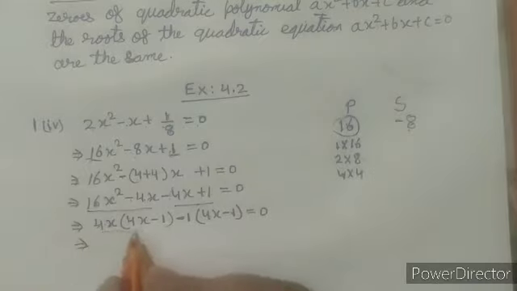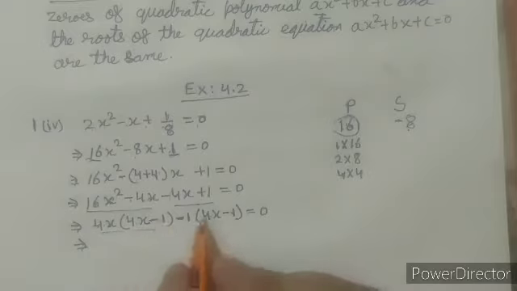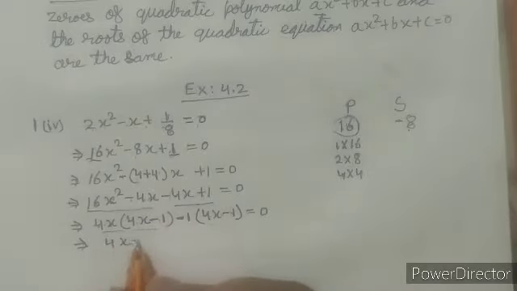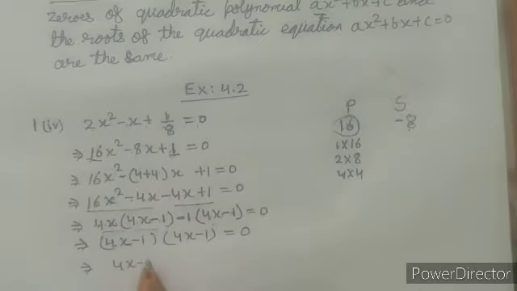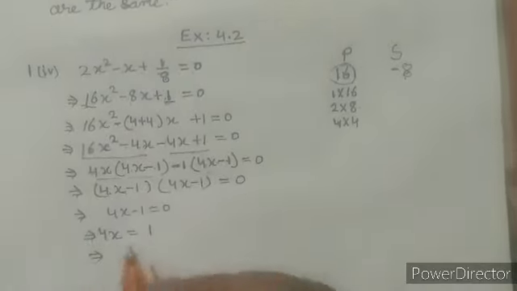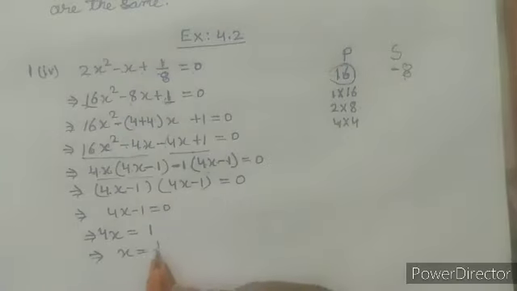Now here if you see these two factors, the 4x minus 1 is common factor in these two, so we will take 4x minus 1 as common, and another factor will be 4x minus 1. The remaining will be 4x minus 1, and that will be equal to 0. Now we will take this 4x minus 1 as 0, and this is giving us x equal to, you can say 4x equal to 1, and this will give us x equal to 1 by 4.